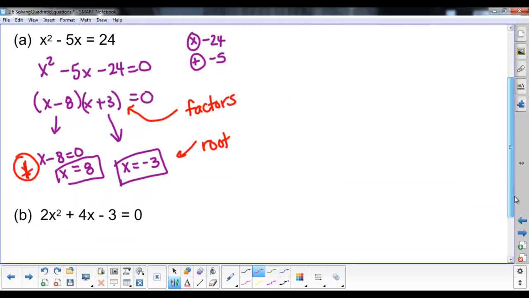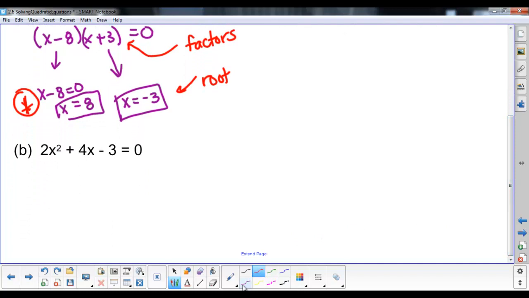Let's move on to another example. Check to see if we can common factor, which we can't. I have 3 terms, so I'm going to see if I can think of two numbers that multiply to negative 6 and add to 4. I can't think of those two numbers, so this is not factorable.